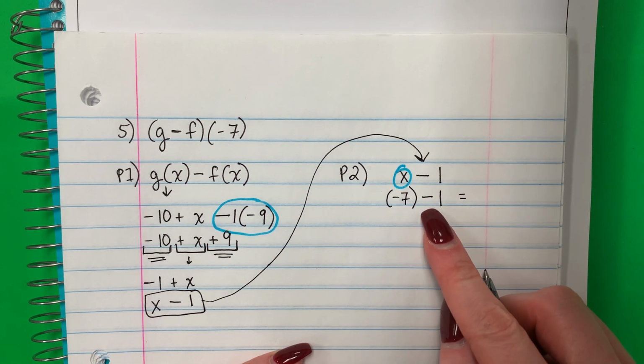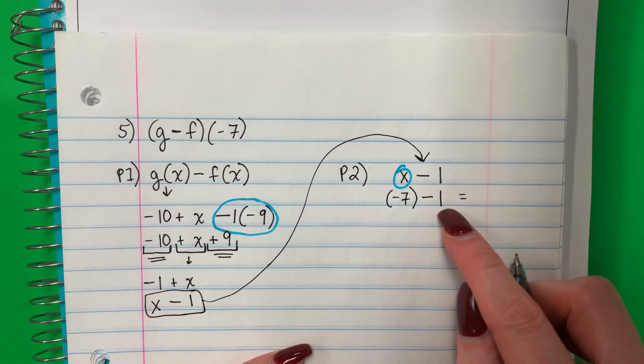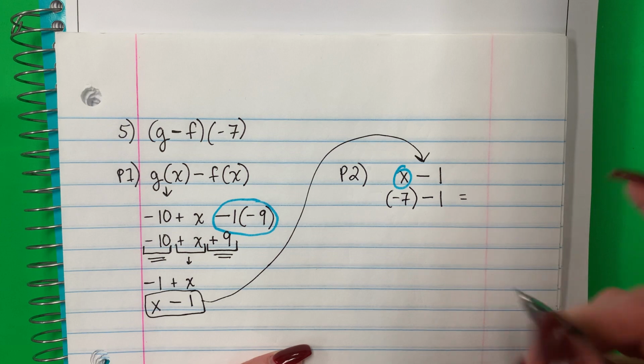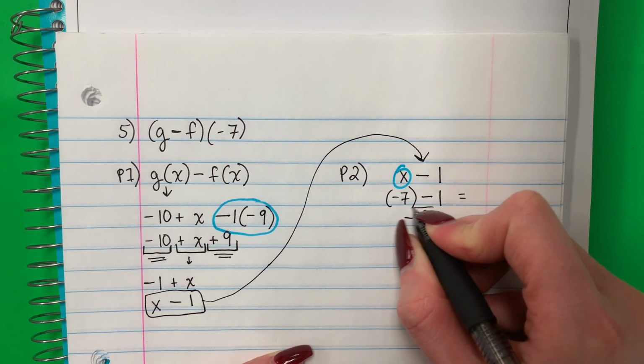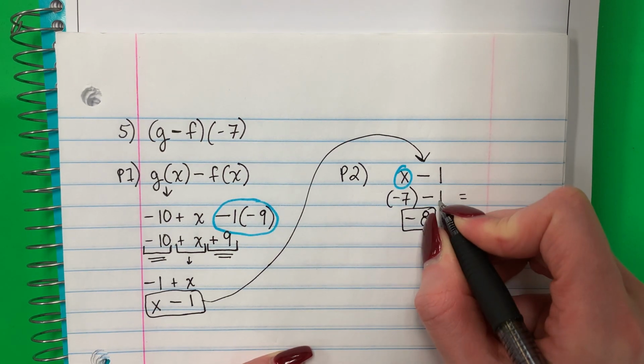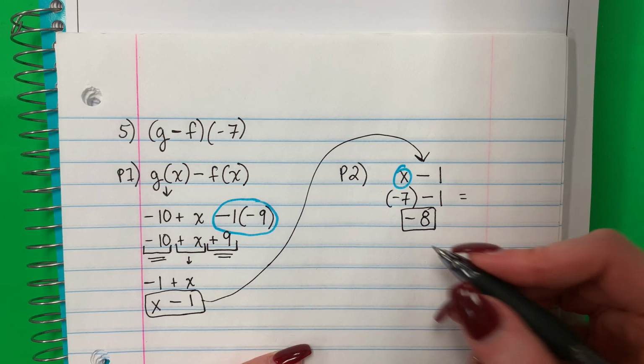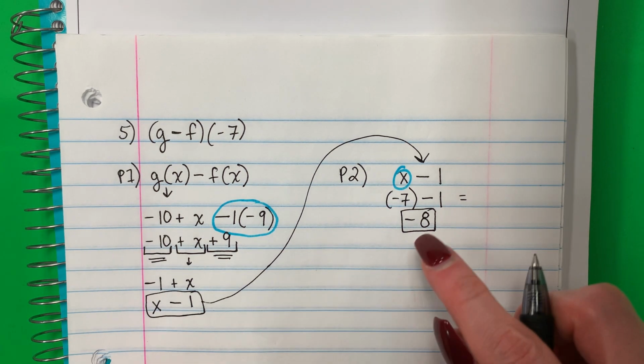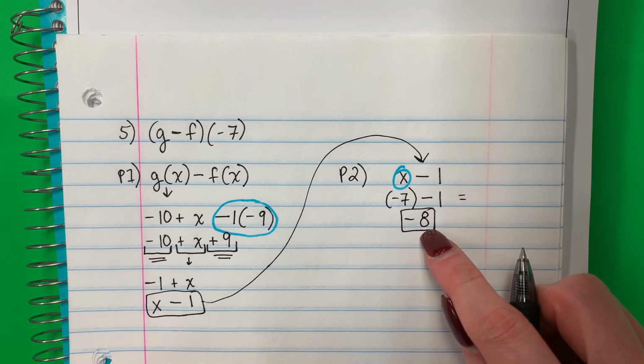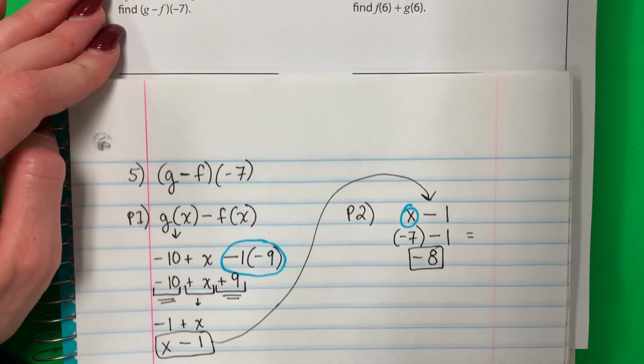What is negative 7 minus 1? Negativo 7 menos 1. Negative 7 minus 1 is negative 8. If you don't know, you can put in the calculator. Negativo 7 menos 1 es negativo 8. Si no saben, pueden poner en la calculadora. This is my final answer. Es mi respuesta final for question 5.